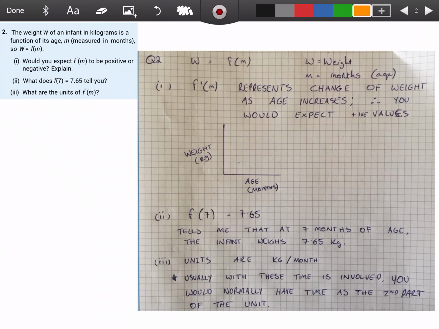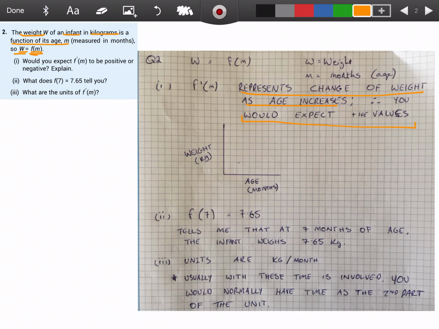Okay, that's question 1 done. Question 2 then, very similar, but just in a little bit different instance. So again, we're talking about weight of an infant in kilos as a function of its age, okay? So we're talking about the age of the baby in months having an effect on its weight. Nice and simple. So as we've said there, it represents the change of weight as the age increases. If you think about it, when you see a baby growing month on month, we would expect the weight of the baby to go up as it gets older. So I'm expecting positive values as I've written there, all right?